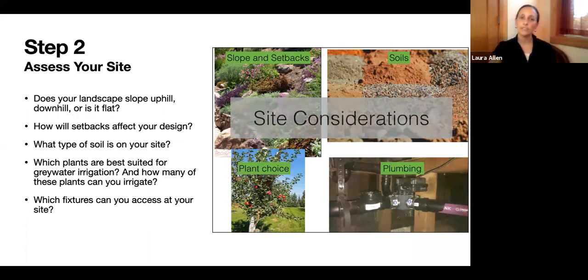Lastly, you have to know what fixtures can you access. Not all homes, if they're already built, can access all of the gray water sources, or it may be too expensive to get to them, but sometimes you can get everything. It just depends on your house.